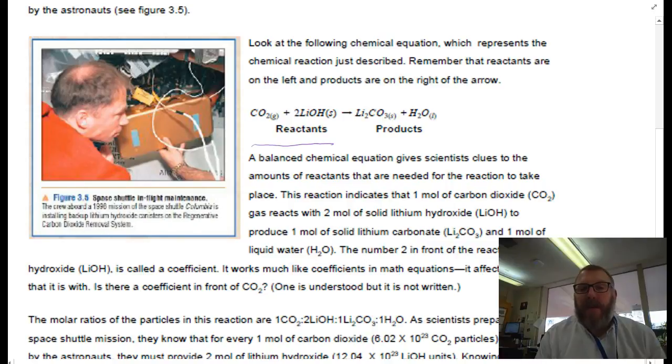It works much like the coefficients in math equations. It affects everything that is with it. Is there a coefficient in front of CO2? One is understood, but is not written.